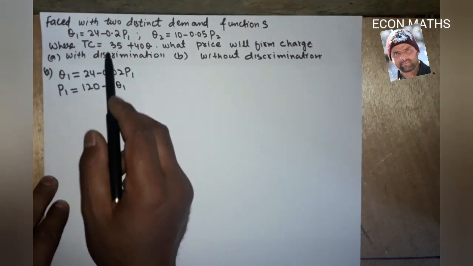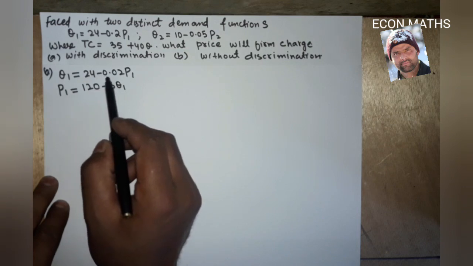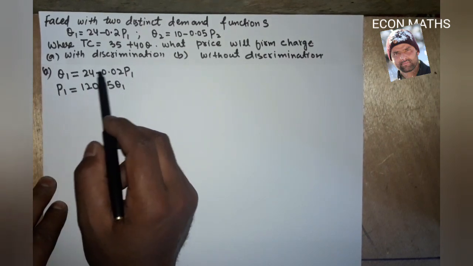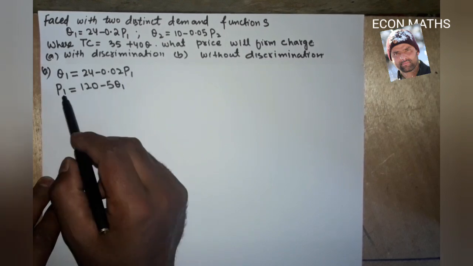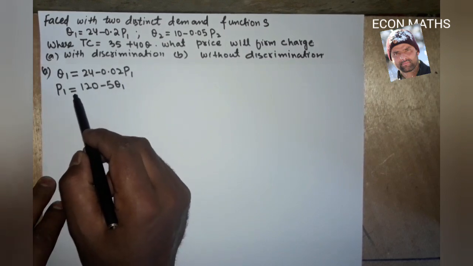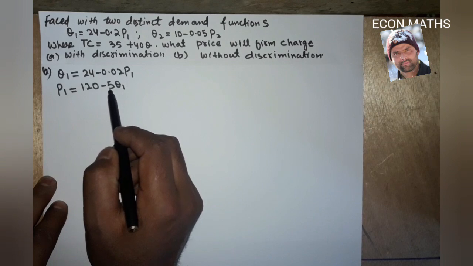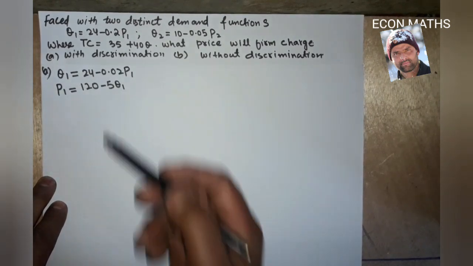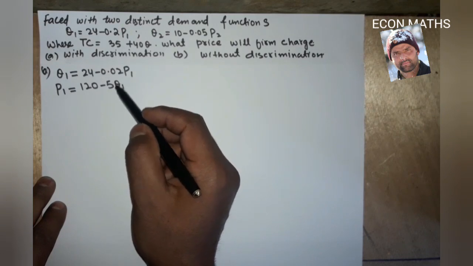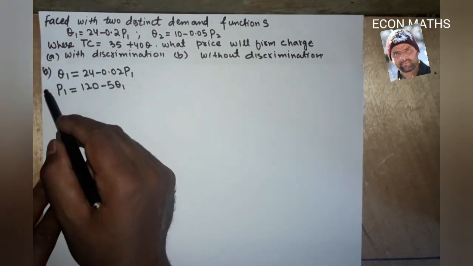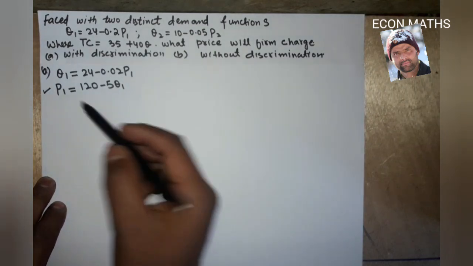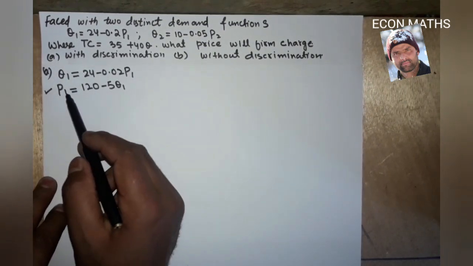Now, Q1 is given as 24 minus 0.02 P1, the demand function for the first market. Solving this for the price, this will add up to 120 minus 5 Q1. Because of the lack of space, I will not calculate it. I will directly write it as it is. You can also check how I have solved this for P1.